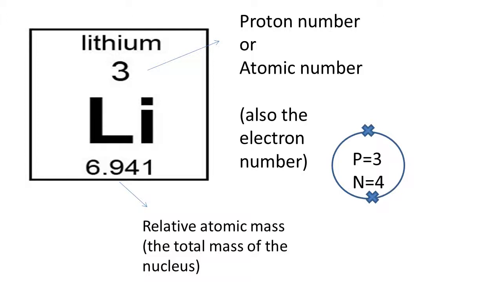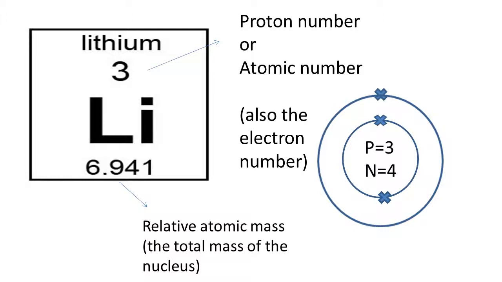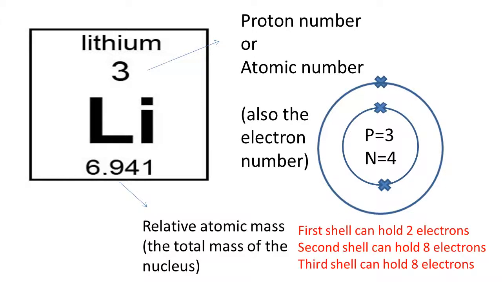So the first one holds 2. Now we need 3, so that means we're going to have to jump onto the second shell and put 1 there. So there we are. That's it. We've got 2 electrons in the first shell, 1 in the second shell, and that makes 3. Protons 3, neutrons 4, electrons 3, and that is a completed atom. That is how you draw an atom, and that's what this video is all about. If needs be, the first shell can hold 2, the second shell can hold 8, and the third shell can hold 8 as well. And we will never ask you to draw anything bigger than that, so just bear that in mind.